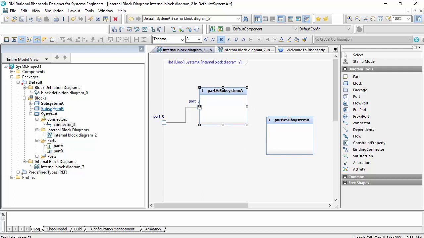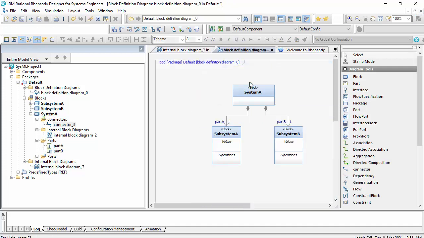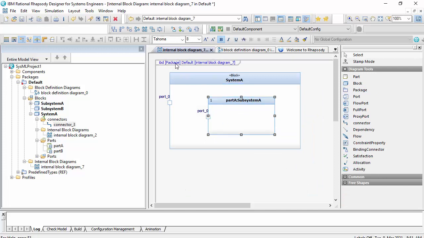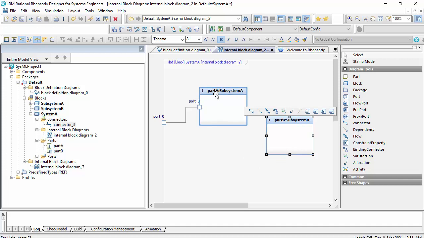If I have a different part then, so the block definition diagram is a diagram that shows relationships between blocks, which are types of things. The internal block diagram is a diagram that shows me the relationships between parts, which are usages. And the frame here represents the block that owns these parts.